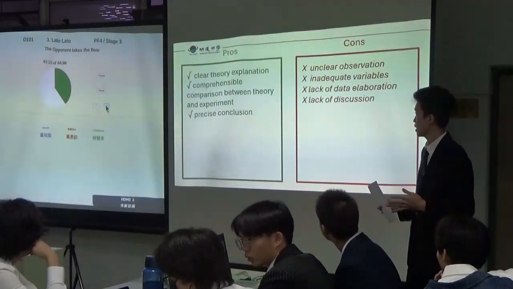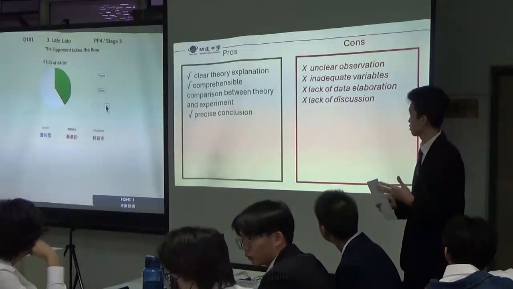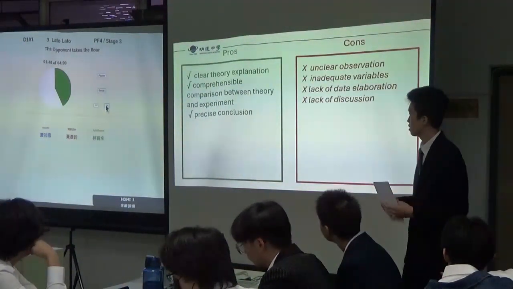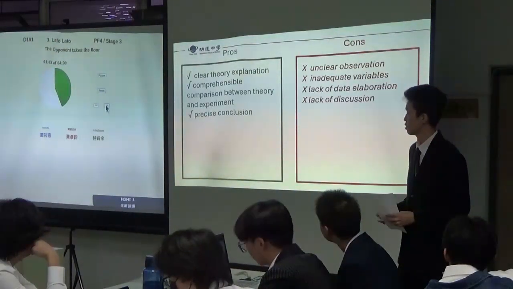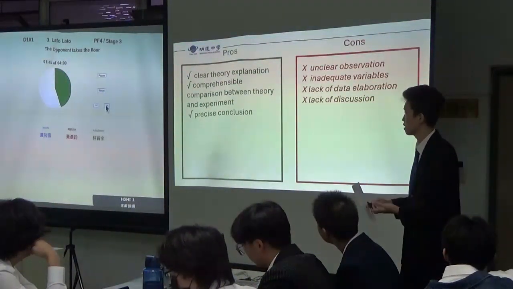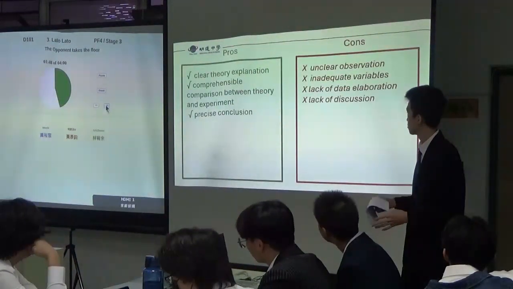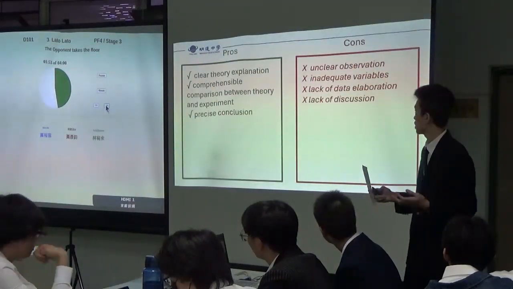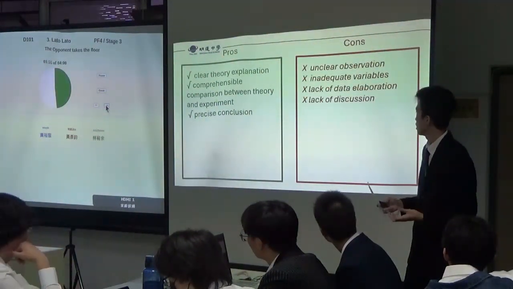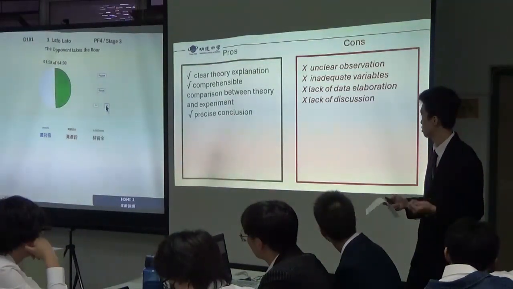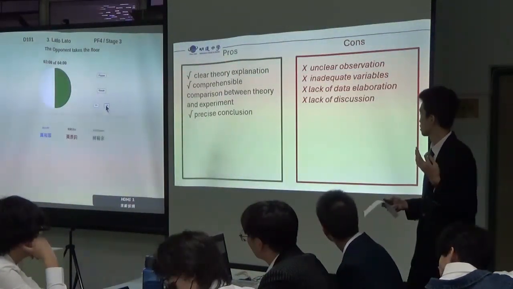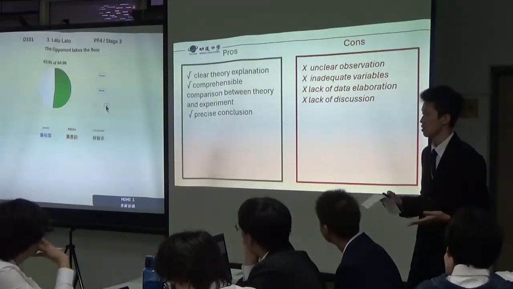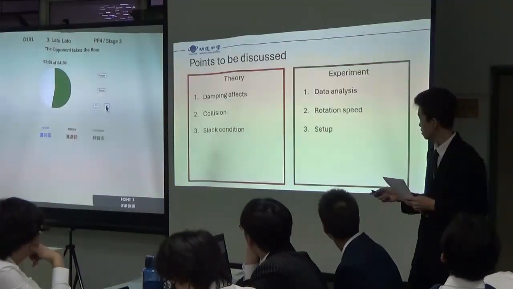And here are the pros and cons, I think, for the reporter. For the pros, I think they have a clear theory explanation, and also a comprehensible comparison between their theory and their experiment data. And also they have a precise conclusion. But our suggestion would be they can give more observation. And also they have inadequate variables, which is 2. And also the lack of data elaboration, which means they don't have much discussion on the data. And that's all.